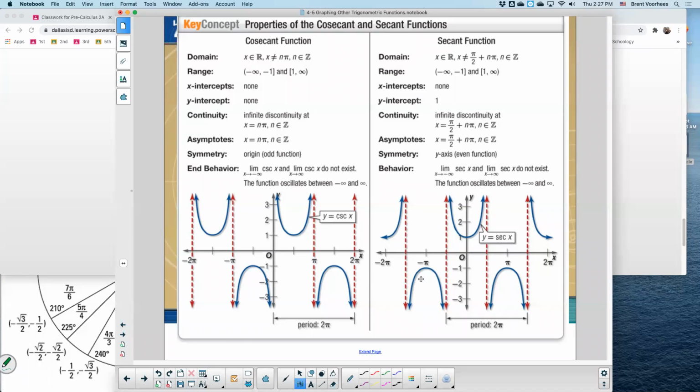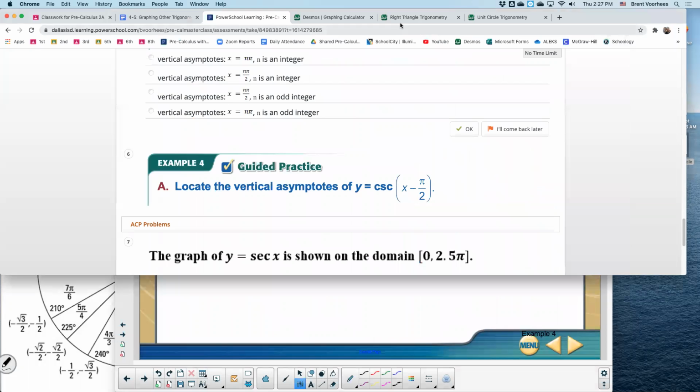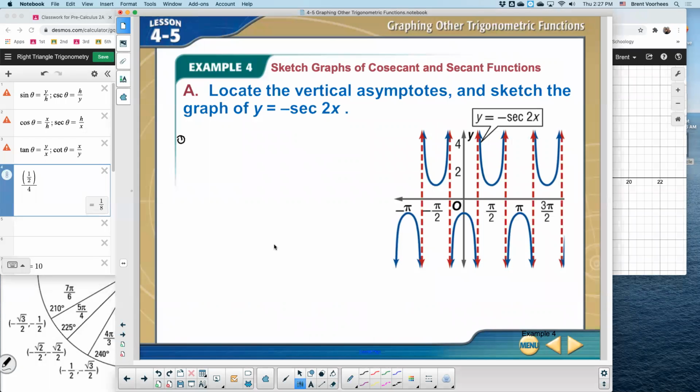So here's cosecant and secant. Again, here's a picture. Let's solve it out for the vertical asymptote. Step 1, and let me get a calculator up here. There we go. Step 1 is the ratio. And so the ratio for secant is h over x.